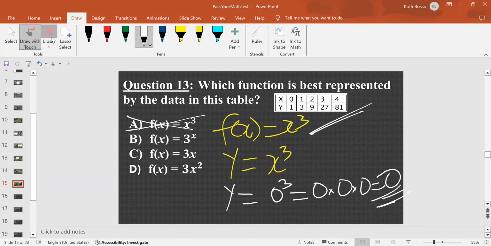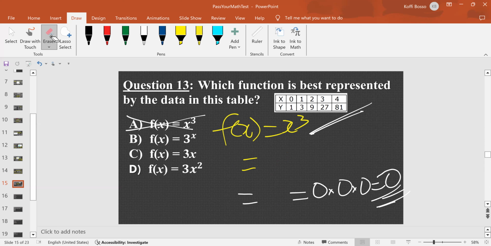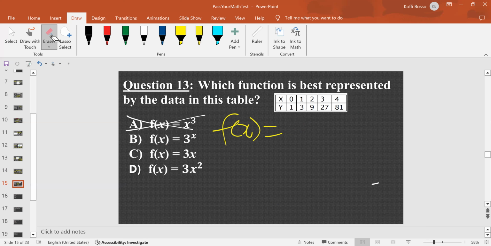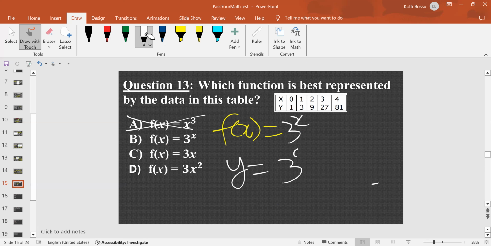Let's check for B. For B, we have 3 to the x power. So this is telling you that if x is 0, we're going to have 3 to the 0 power. 3 to the 0 power is not a 0. 3 to the 0 power is 1. Understand that any number raised to the 0 power is 1. Any number raised to the 0 power is 1. So when x is 0, the y is 1, which is correct.